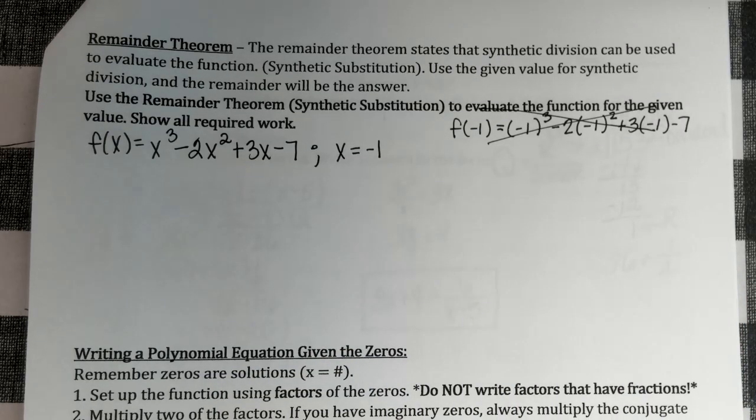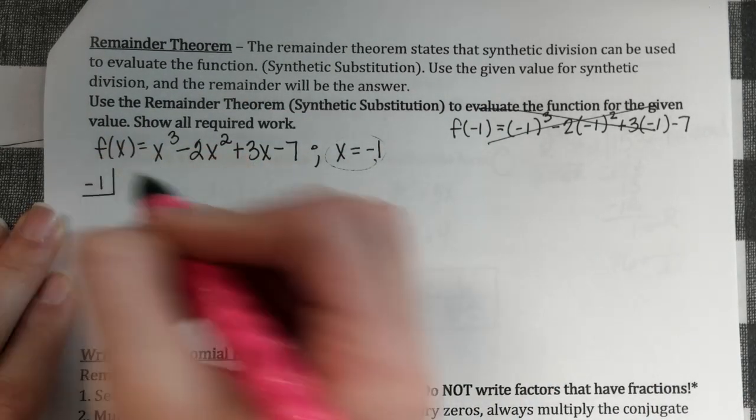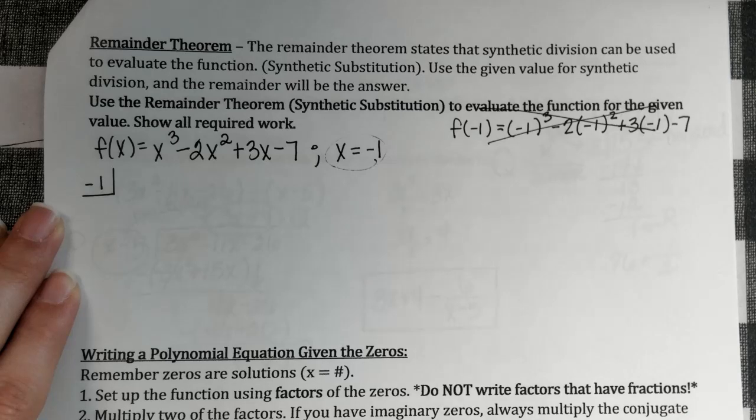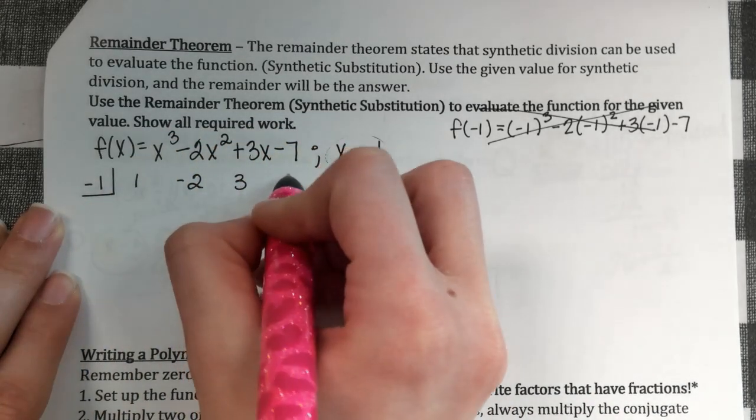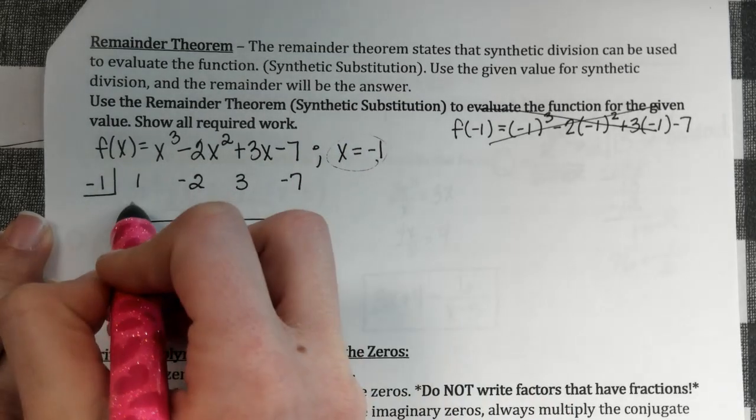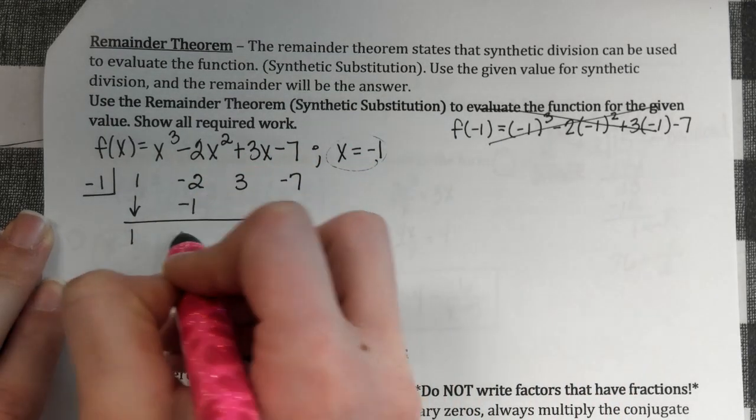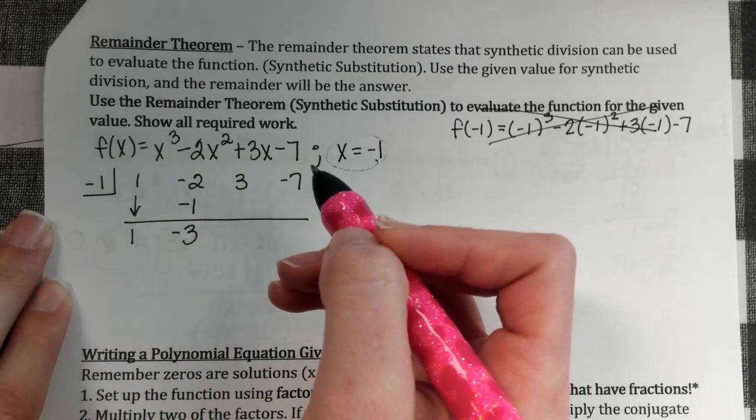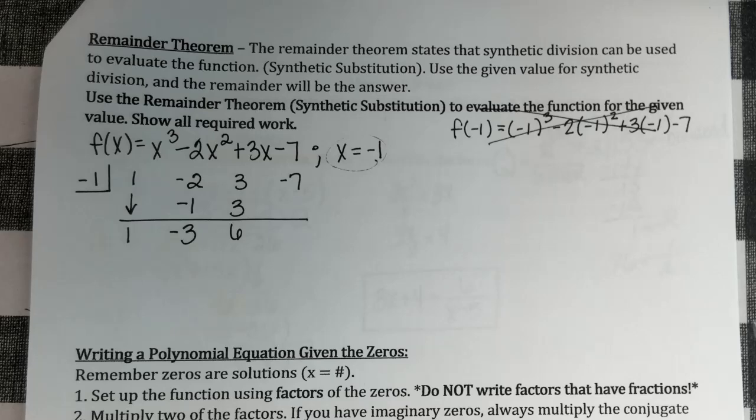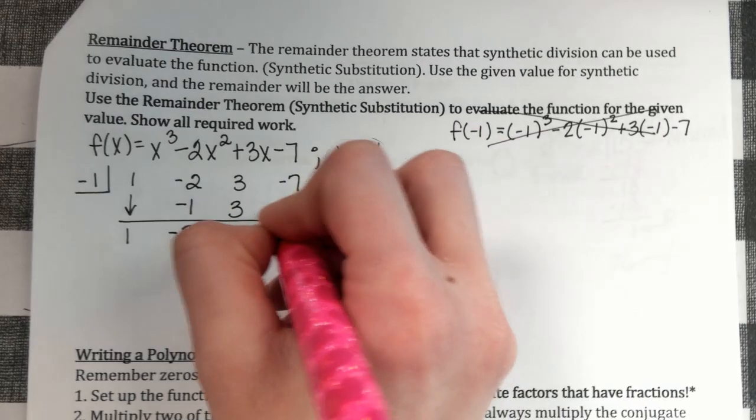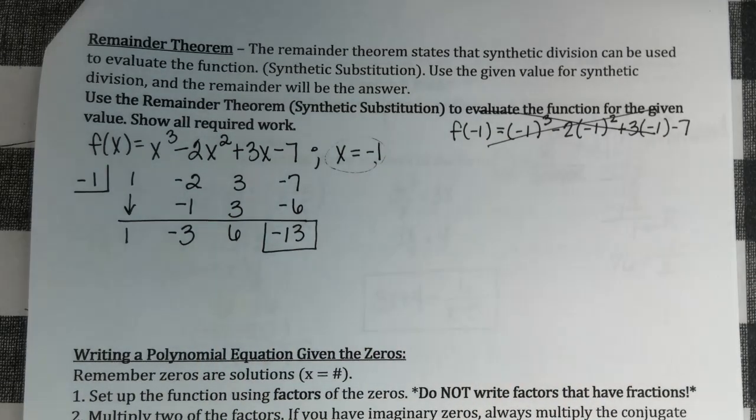Okay? So what this is telling me is I have a negative 1, and I do my synthetic division. So I have 1, negative 2, 3, and negative 7. Bring down my 1. I get negative 1, which leaves me with negative 3. When I multiply that, I get a positive 3, which leaves me with 6. Multiply that, get negative 6. Now I have a negative 13 as my remainder.